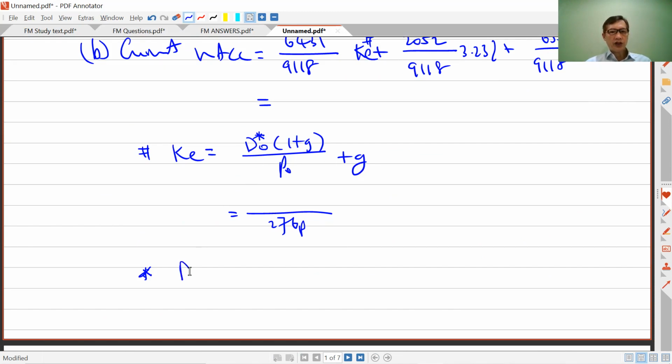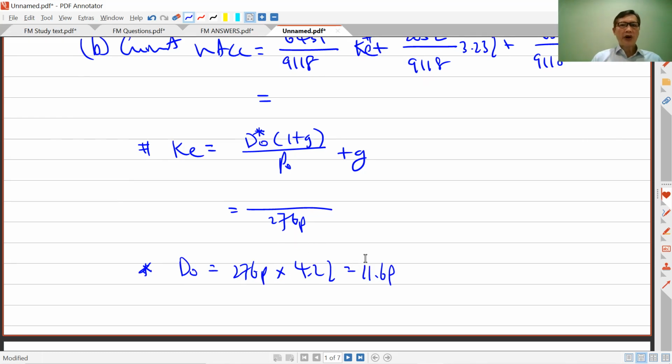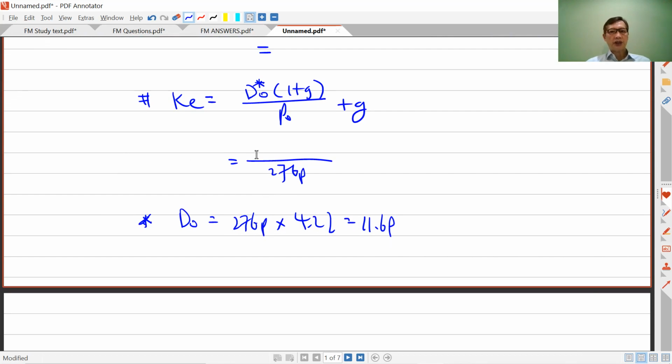I get this D0, the current dividend. The dividend yield given is 4.2%. That should be on the share price, which is what the shareholder pays currently, and then they will get the 4.2%, which is equal to the dividend per share right now. So this is 276p multiplied by 4.2%. Rounded, you have 11.6p. So that will sort out this part here, 11.6p. We are left with the growth rate.